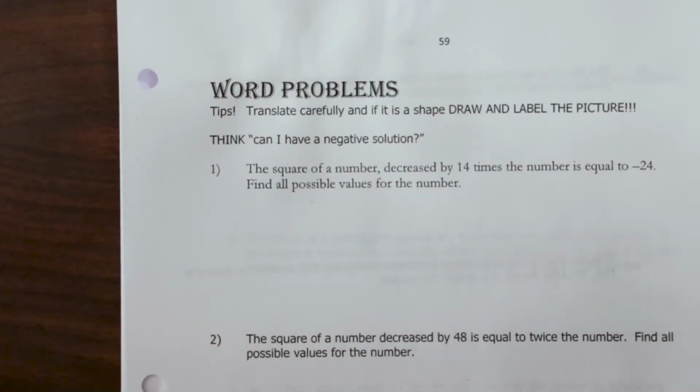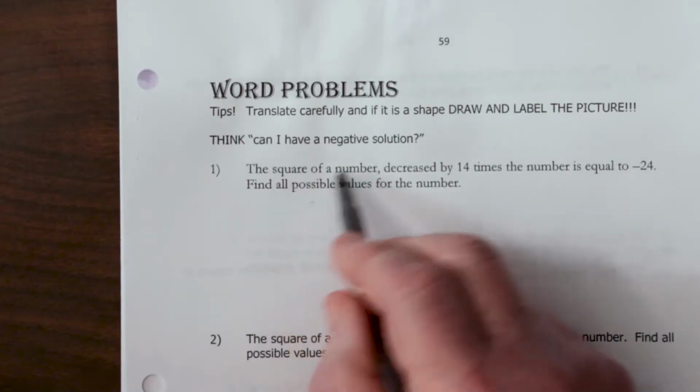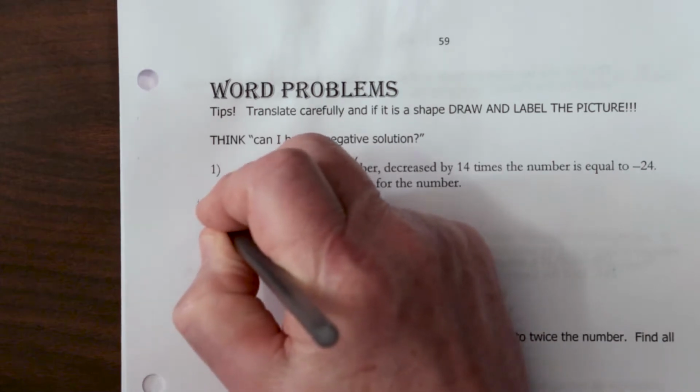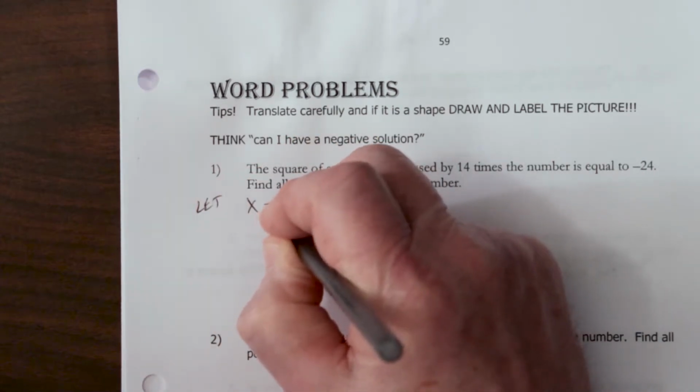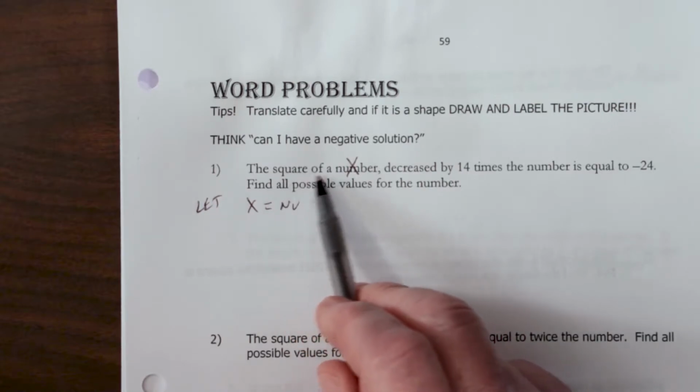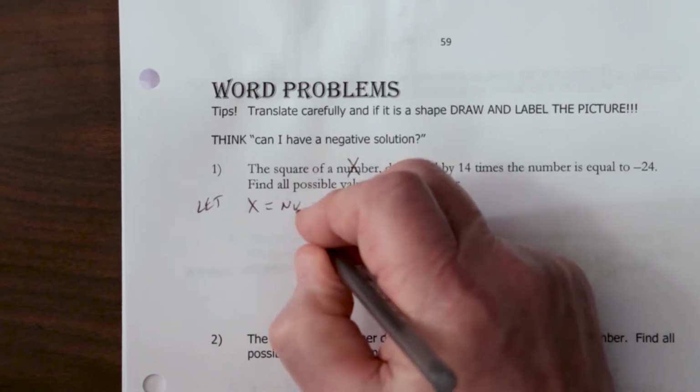All right, so it says the square of a number decreased by 14 times the number is equal to -24. And you just want to do some translation. So the first thing I say, the square of a number. So this is x. So x, remember we have our let statements just to identify things. X equals a number. Now, if they told you the square of a number y, then you'd use y. But this is just going to be the number.